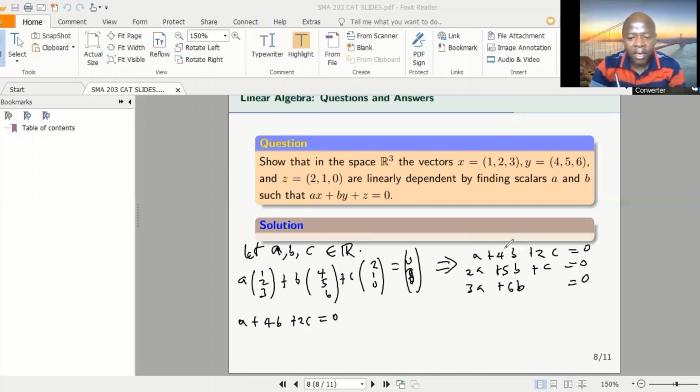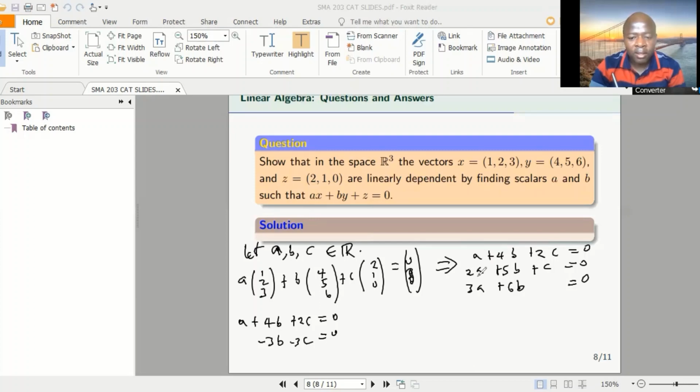This by 2 is 8b. Subtract from this, you have negative 3b. This by 2, you have 4c. Subtract this from this, you have negative 3c. And then this by 3 subtracted from that, you have 0. I also want a 0 in this position, and I'm using this 1a. So I need equation 3 minus 3 of equation 1.